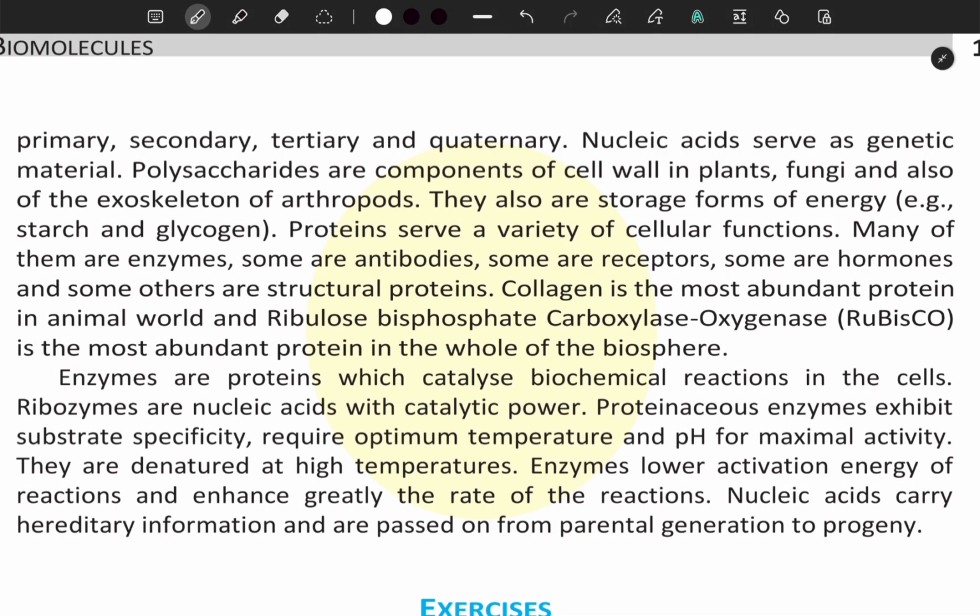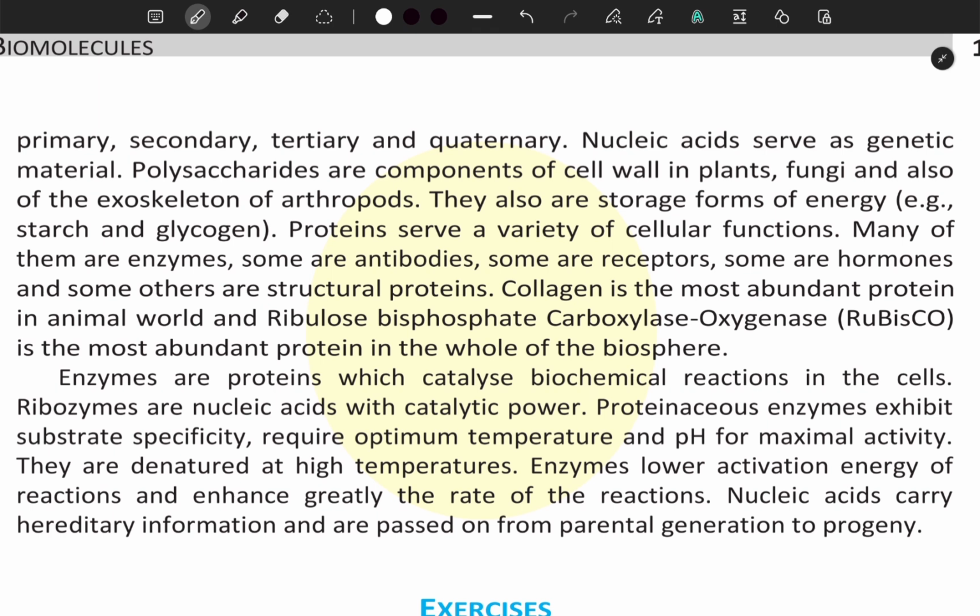Nucleic acid serves as genetic material. Polysaccharides are components of the cell wall in plants, fungi and also of the exoskeleton of arthropods. They also are storage forms of energy, for example starch and glycogen. Proteins serve a variety of cellular functions. Many of them are enzymes, some are antibodies, some are receptors, some are hormones and some others are structural proteins. Collagen is the most abundant protein in the animal world, and ribulose bisphosphate carboxylase oxygenase, RuBisCO, is the most abundant protein in the whole of the biosphere.